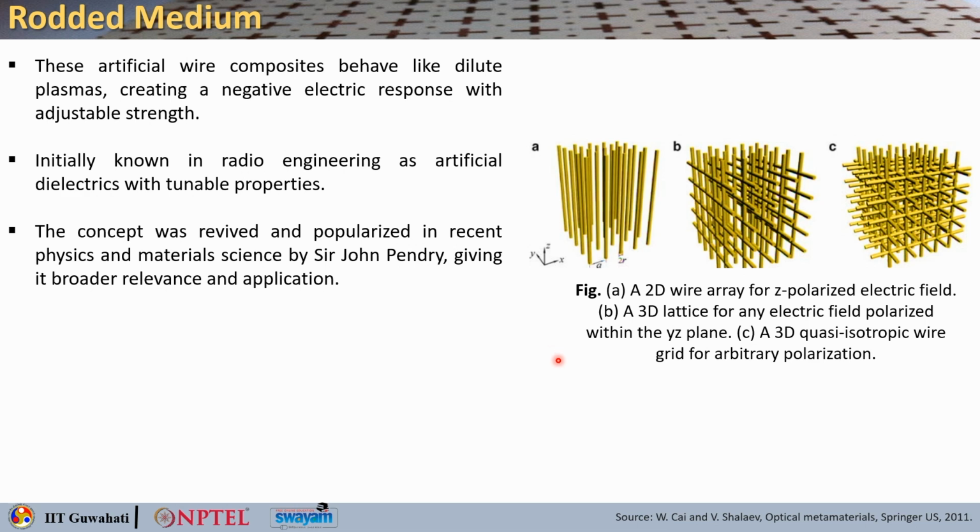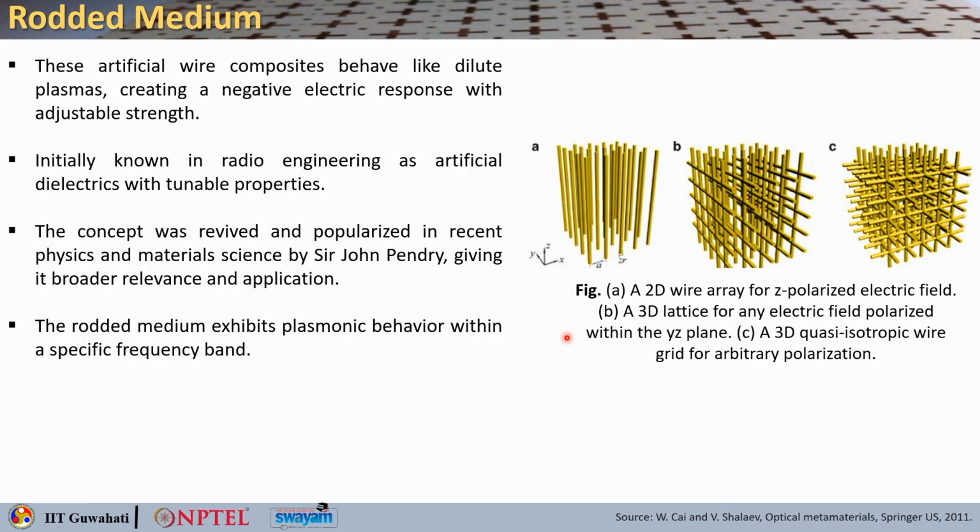This same concept was done long back, but then it was revived and got popular in recent physics and metamaterial science when Sir John Pendry gave a broader relevance and application to these wire meshes. They can be used for creating negative permittivity at a desired frequency range at will, and that can be clubbed with another metamaterial that provides negative permeability at the same frequency, and then you can get a left-handed metamaterial. So this is the main purpose.